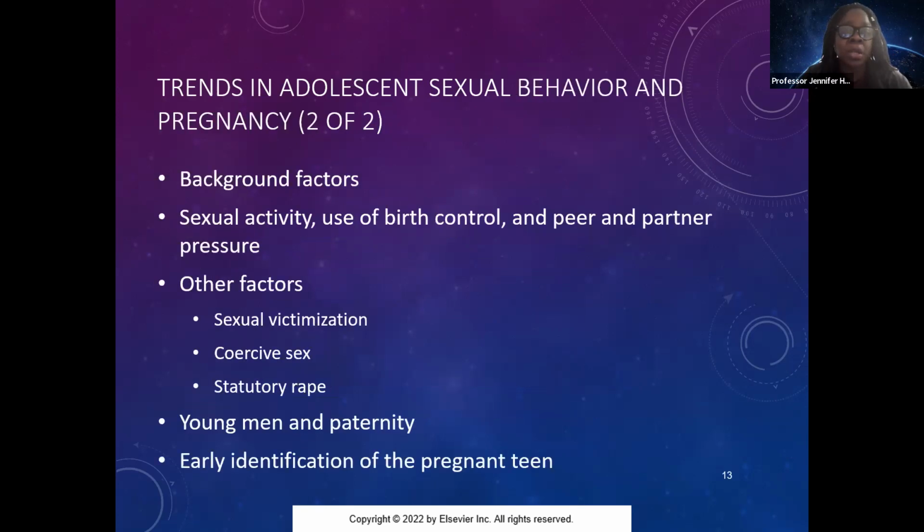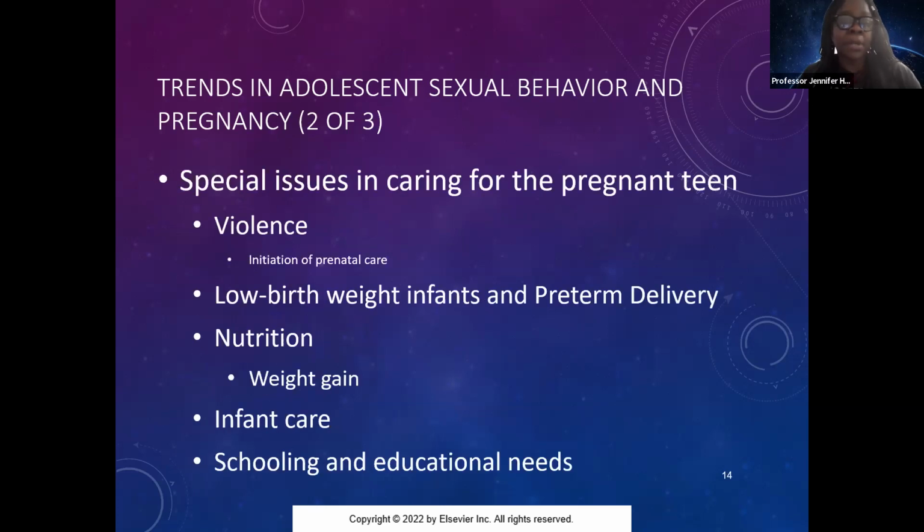And so when you're looking at trends, the background factors to consider are socioeconomic, the location of where things are occurring, if they're in a poverty-stricken area, lack of resources to get to the services they need, sexual activity, use of birth control, things to consider when you're working with the teen, and other factors as well. And then dealing with young men and the fact that they are out there, getting them to support groups and the services that they need to help them to be the best parent that they can be as well. And then special issues in care for children and pregnant teens, violence, if that's associated with prenatal care, can be challenging as well.